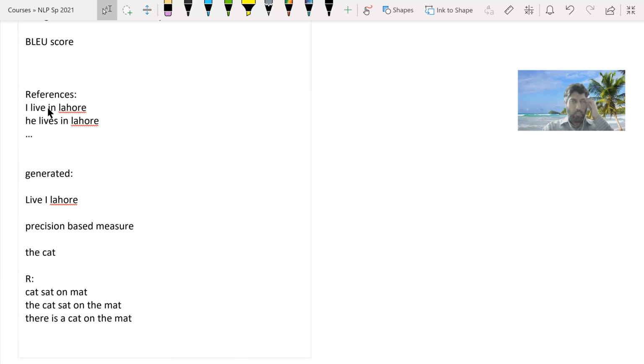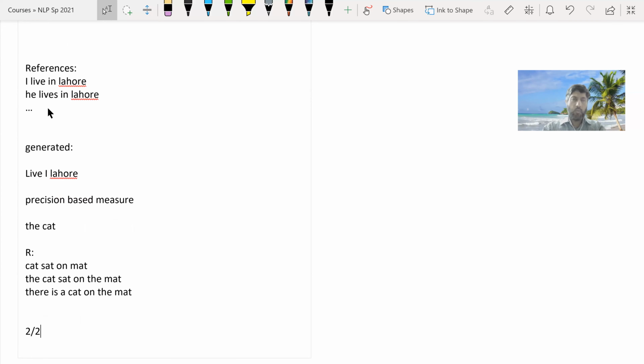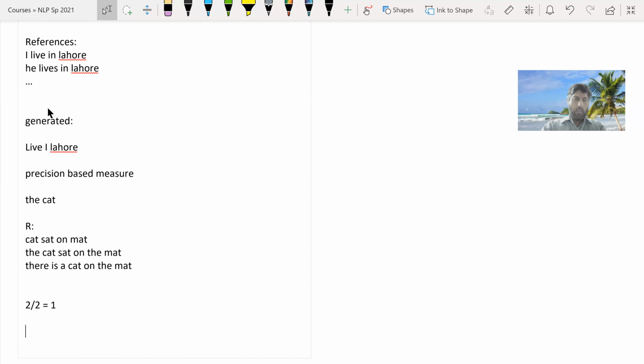So what is precision? Precision is based on the generated sentence. There are only two words generated, "the" and "cat". Does "the" occur in the reference? Yes, it does. Does "cat" occur in the reference? Yes, it does. How many total words are there in the generated? Two. Both of them occur in the reference. So it means 2/2. Okay. So the precision is 1. So that is how precision is computed.